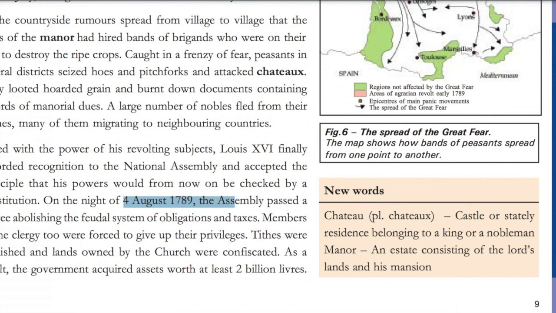Again, 4th August 1789, a very important day, a very important event. I want you to write it down. It was the night when the feudal system was abolished and the obligations and taxes were removed. So a decree was passed to abolish the feudal system of obligations and taxes.